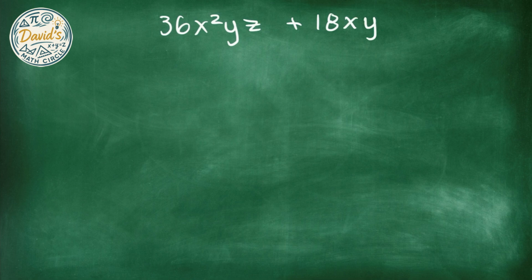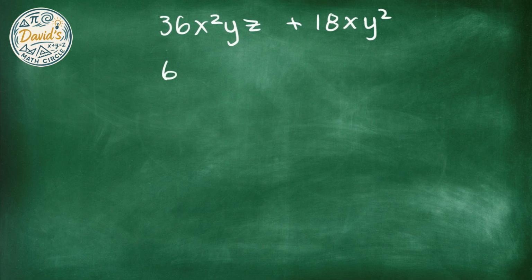Let's start with a binomial. Let's say I have something like 36x squared yz plus 18xy squared. The trick to get used to doing the factoring of the greatest common factor and finding it is to deconstruct each term. So let's say I deconstruct this.